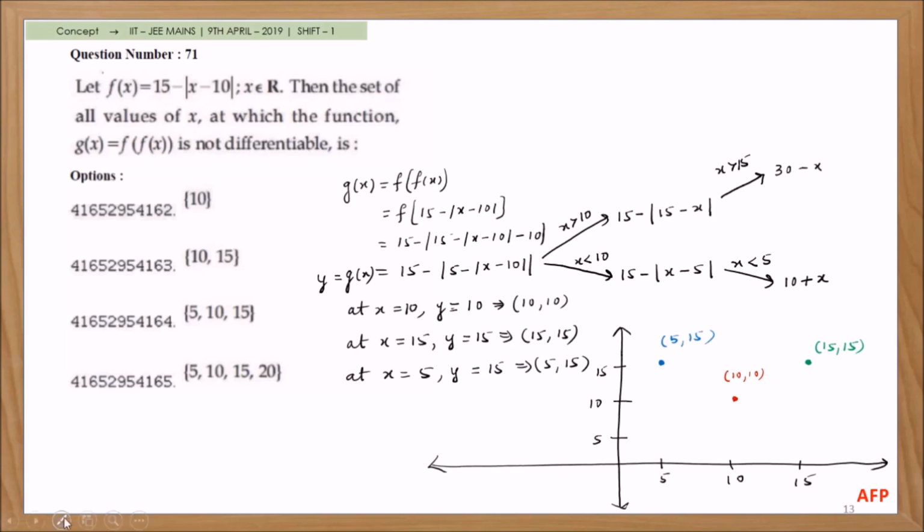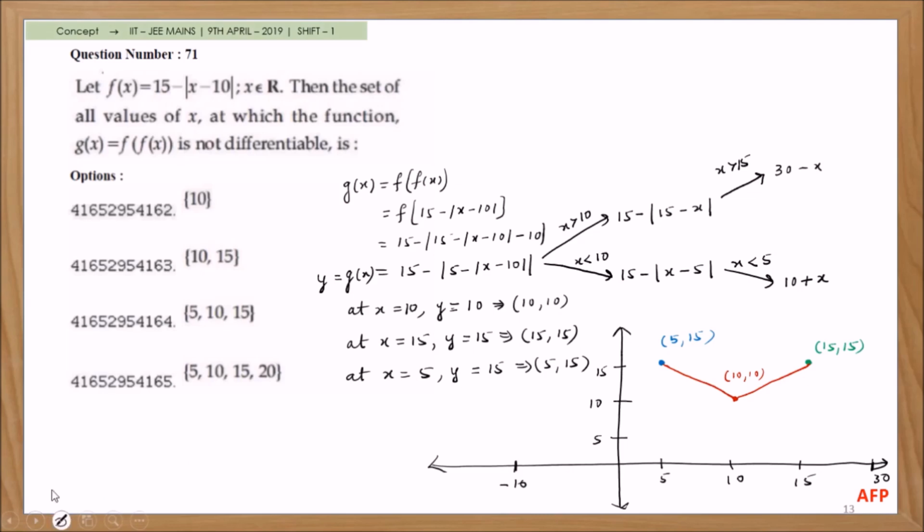Next, minus 10 we will mark here, and here we will mark 30, and I will join the lines. First we have taken equal to 10, so greater than 10 you will get this line, and less than 10 you will get this line. Okay, this is the graph we are having.